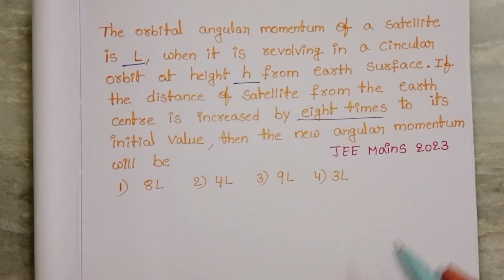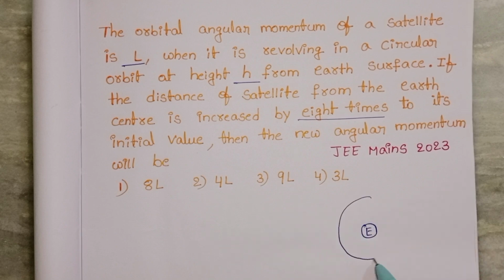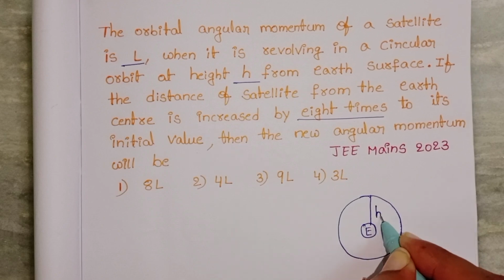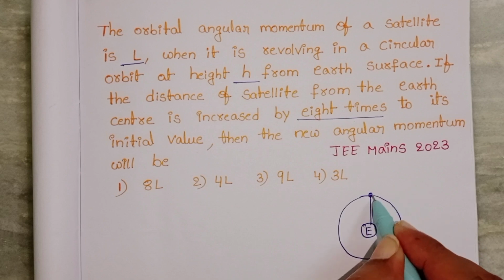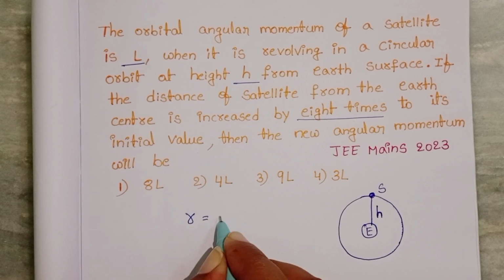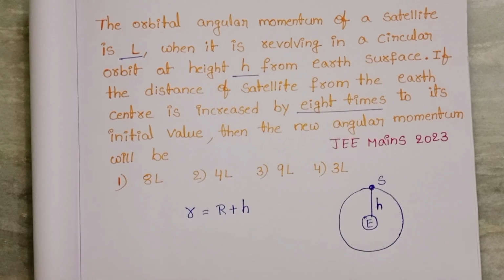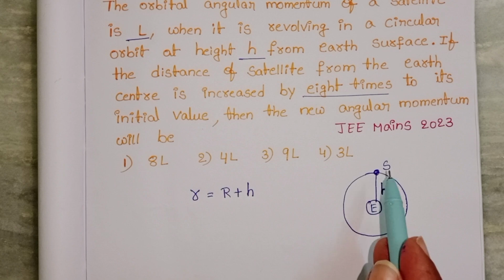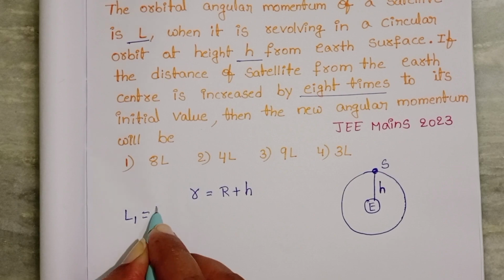In the given question, initially a satellite is revolving around the Earth in a circular orbit at a height h from the Earth's surface. We know the radius of the Earth. Total distance of the satellite from the Earth center, let it be r. r equals the radius of the Earth plus the height of the satellite from the surface of the Earth. It is revolving in a circular orbit, so the satellite possesses angular momentum. Given angular momentum is L.